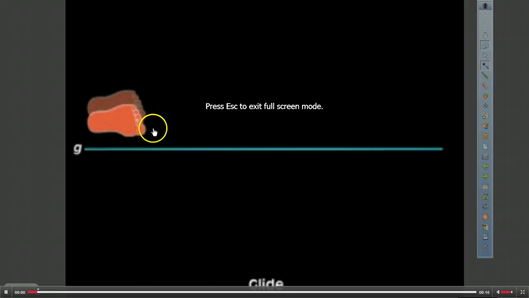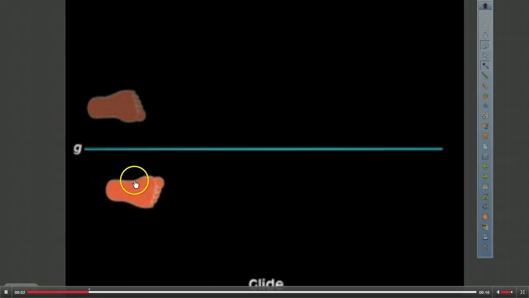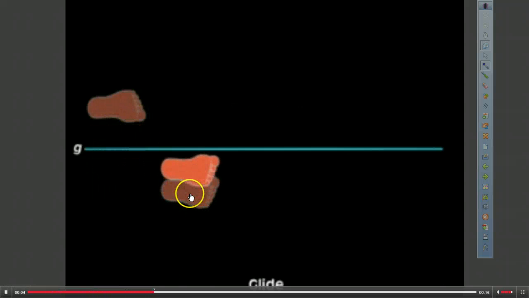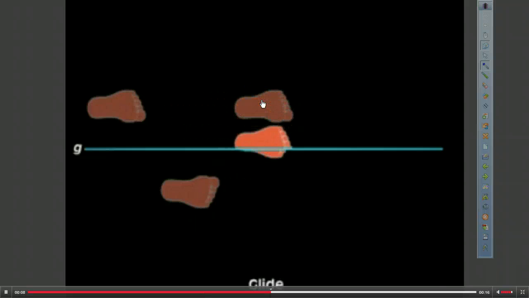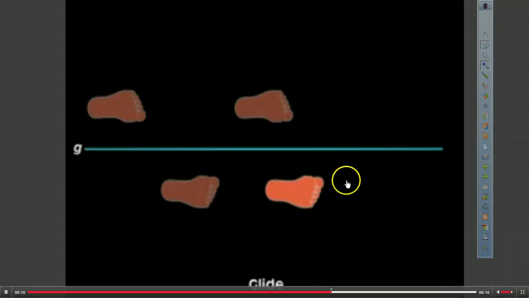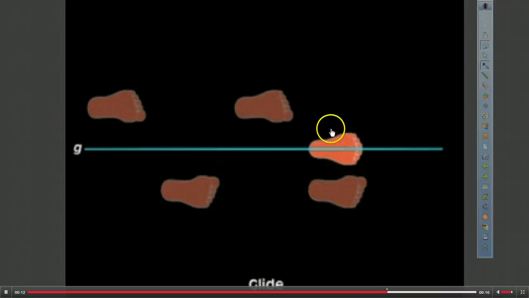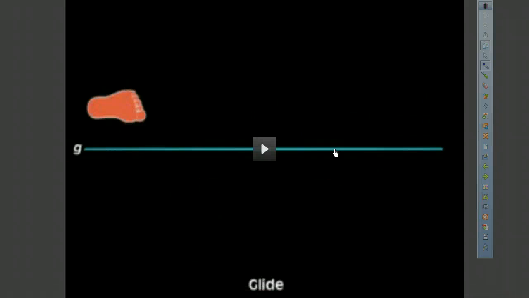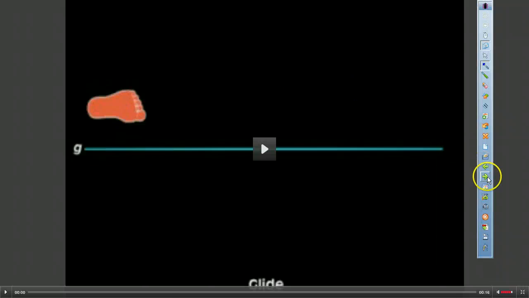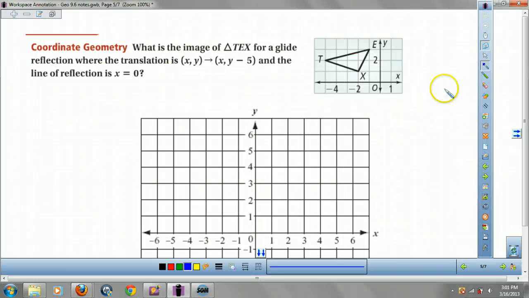These are glide reflections, guys. You reflect it, then you slide it. So that would be one glide reflection. Then you reflect it, you glide it. That'd be another one. You reflect it, and then you translate it. Now a lot of people ask, can you translate it first, then reflect it? Yeah, that's fine. They both work. Okay? So let's try one.